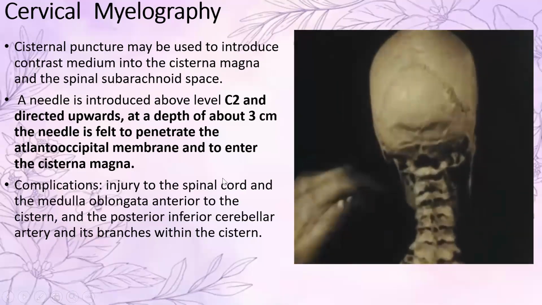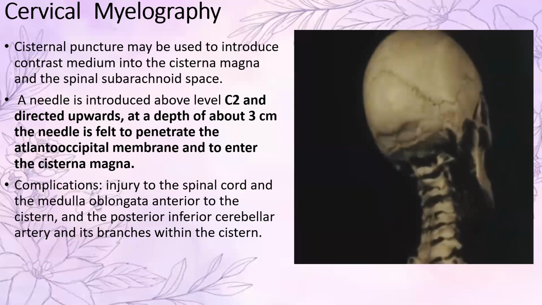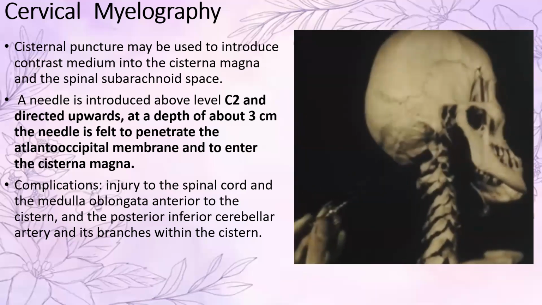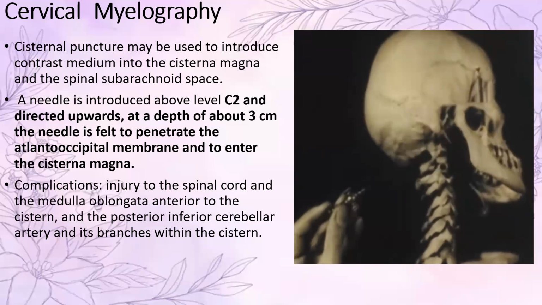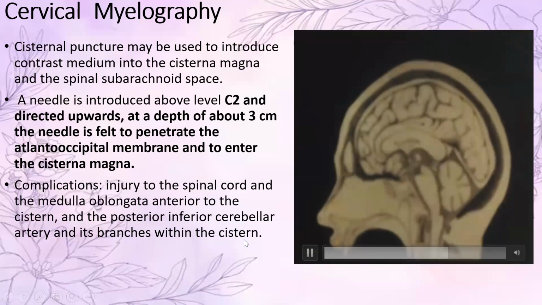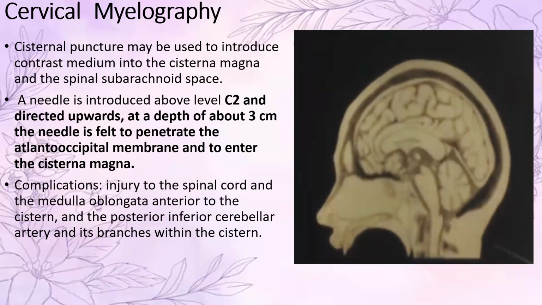The next procedure is cervical myelography, in which a cisternal puncture is used to introduce contrast medium into the cisterna magna and the spinal subarachnoid spaces. A needle will be introduced above the level of C2, and it will be directed upward. The needle is not progressed more than 3 cm, and once it has penetrated the atlanto-occipital membrane and entered the cisterna magna, contrast will be injected. However, this procedure has its own complications, as there might be injury to the spinal cord, the medulla oblongata, or vascular injuries might also occur.